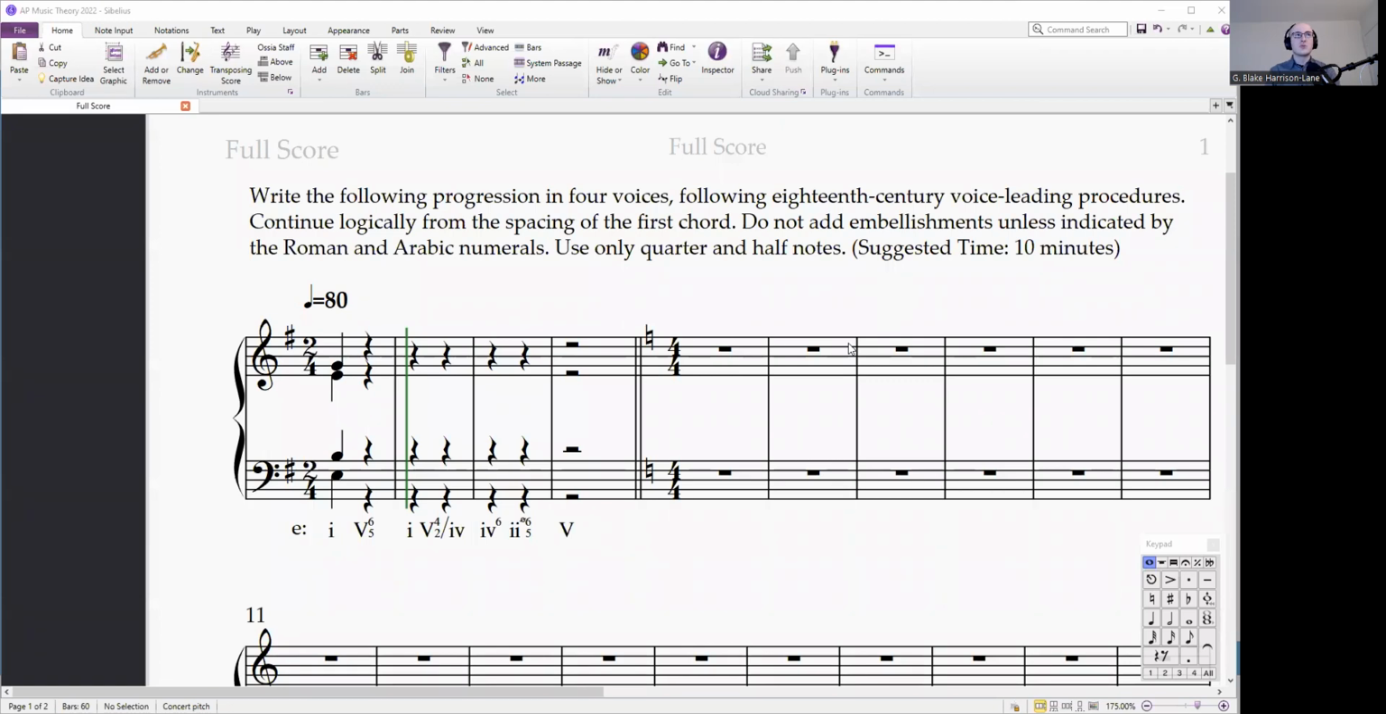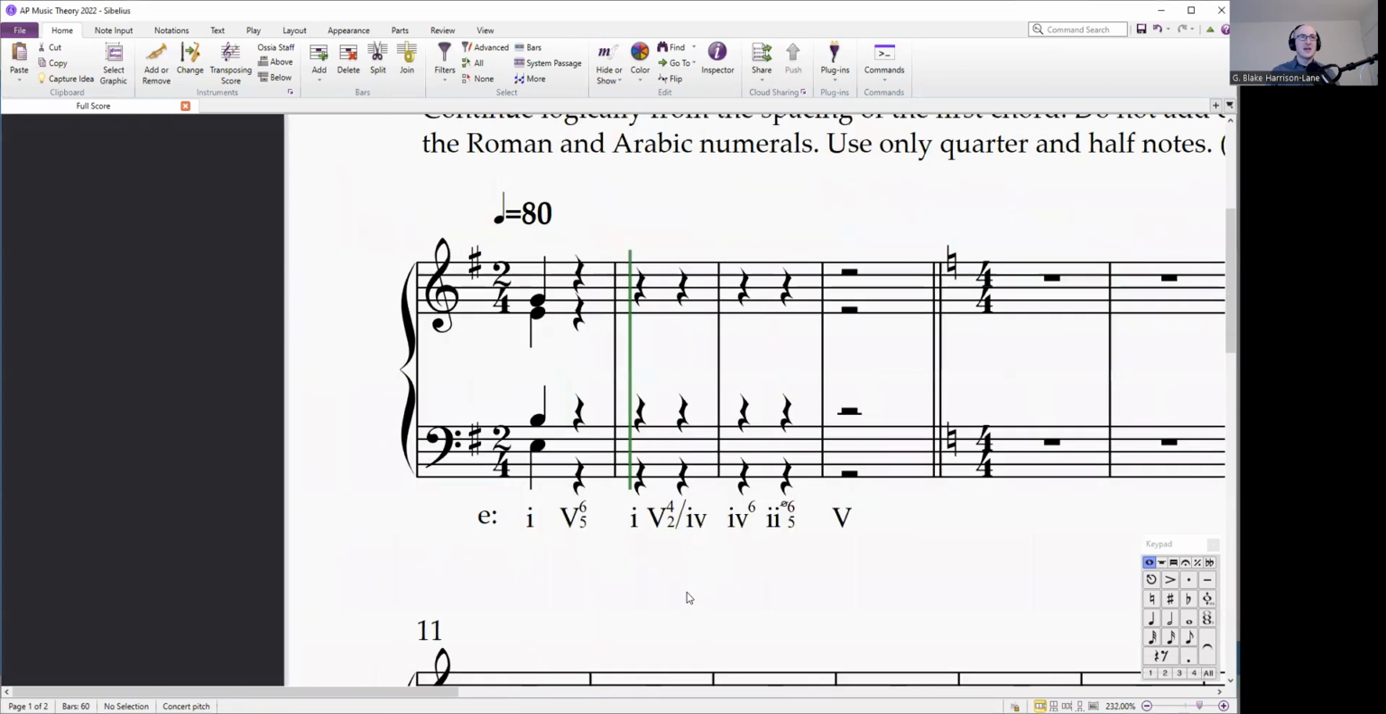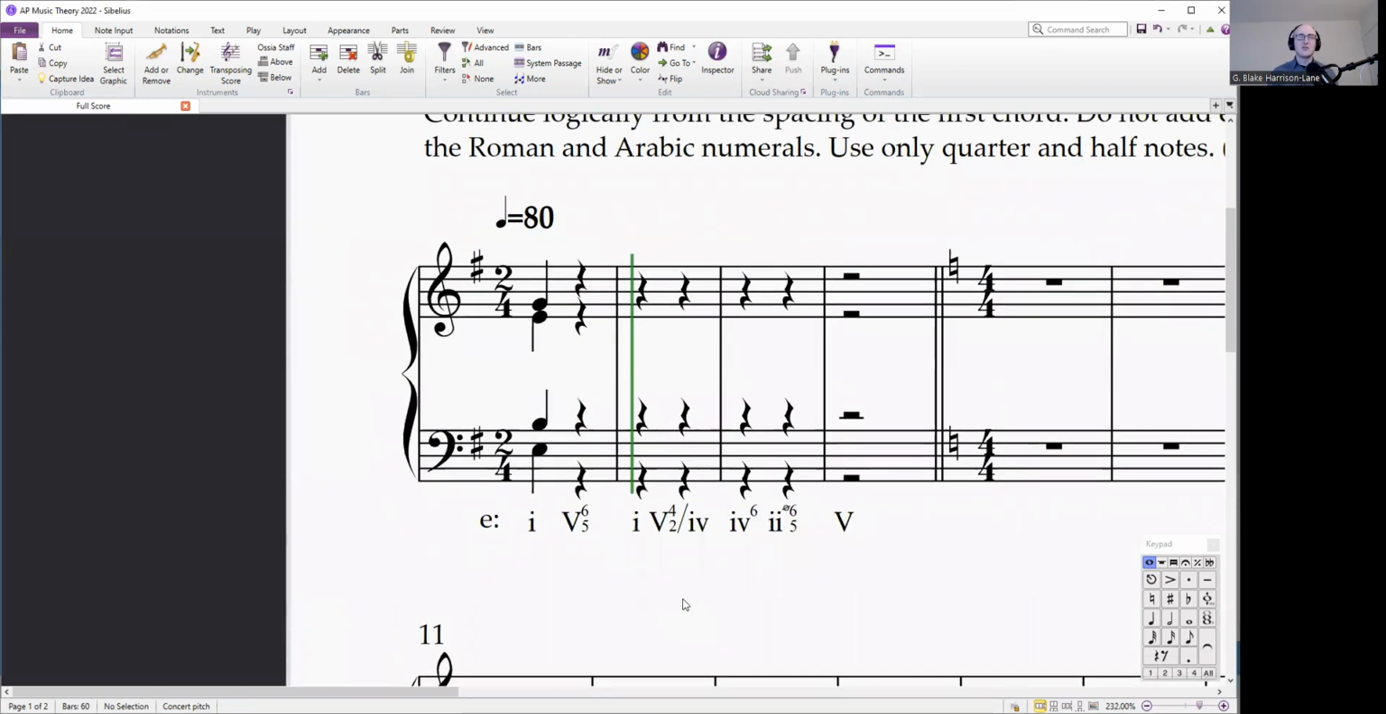Let's go ahead and open Sibelius and look at our question. So always important to read the question. Write the following progression in four voices following 18th century voice leading procedures. Continue logically from the spacing of the first chord. Do not add embellishments unless indicated by the Roman and Arabic numerals. Use only quarter and half notes. About 10 minutes suggested. So let's see if we can rock this out, and I will try my best to explain every decision I'm making, which is kind of advice I would be giving to the student as they would be working through this sort of problem.